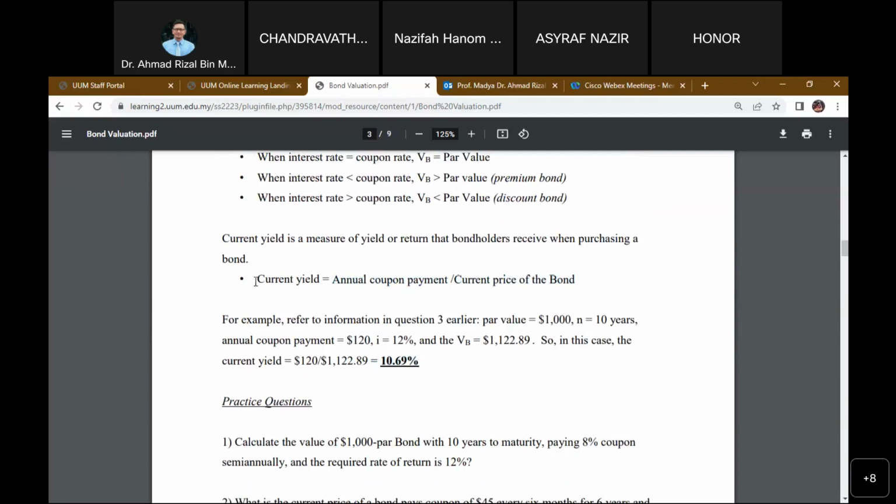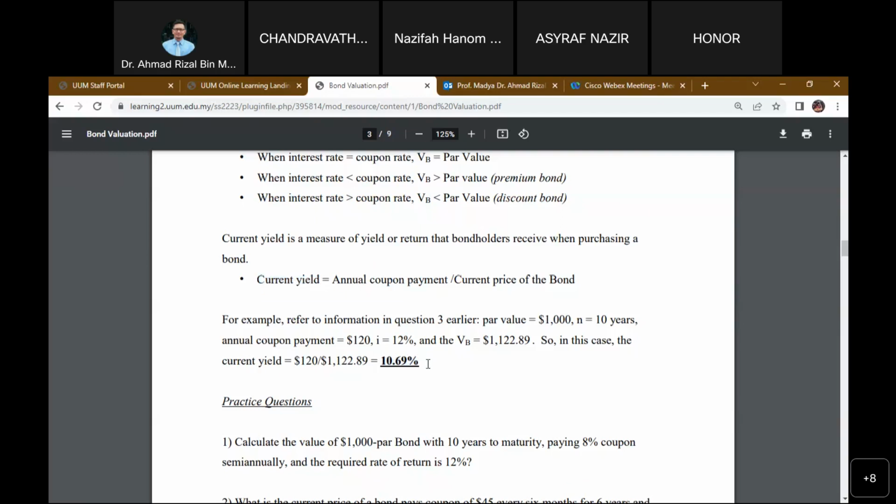Now, why do we calculate current yield? There are various reasons. One of them is if you want to compare it with the yields of other investments. Let's say you want to compare it with a stock that pays a certain dividend: you divide the annual dividend by how much you pay for the stock. Let's say the dividend is $1 and you pay $10 for the stock. The dividend yield is $1 divided by 10, which is 10%. So you can compare that with this 10.69.